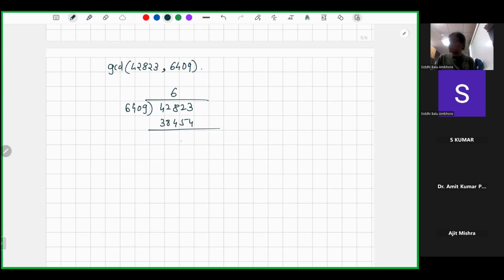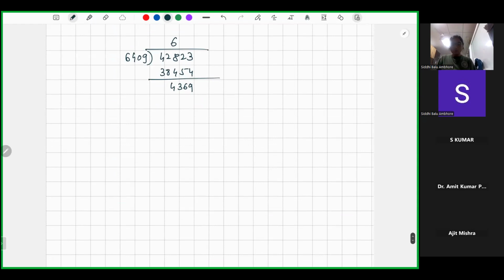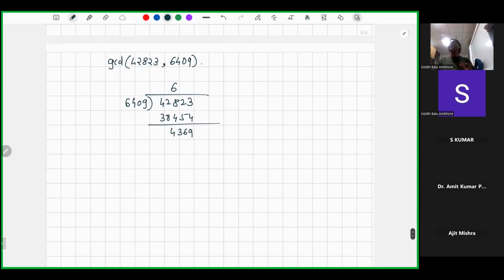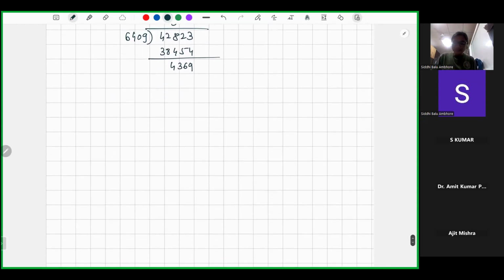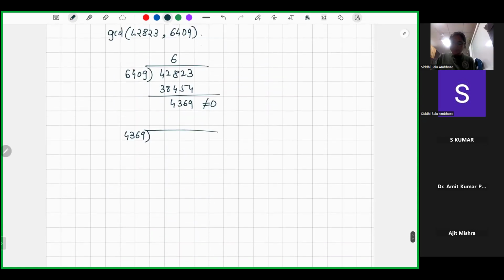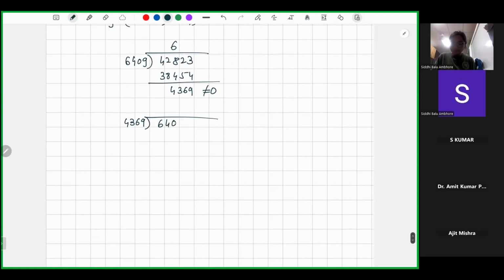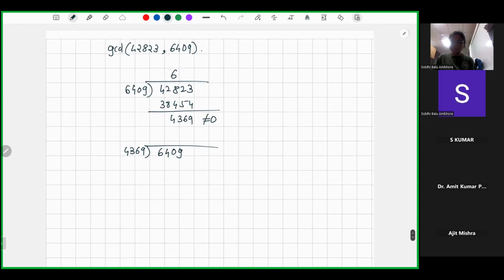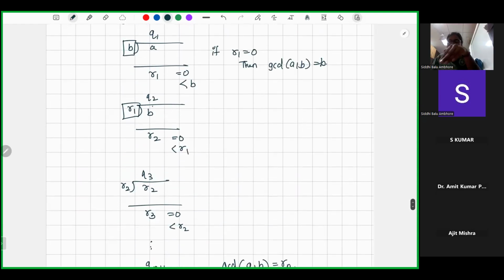And this is 4369. Okay, I assume you all know division. And similarly, now this remainder is non-zero, so we have to now divide 6409 by 4369.